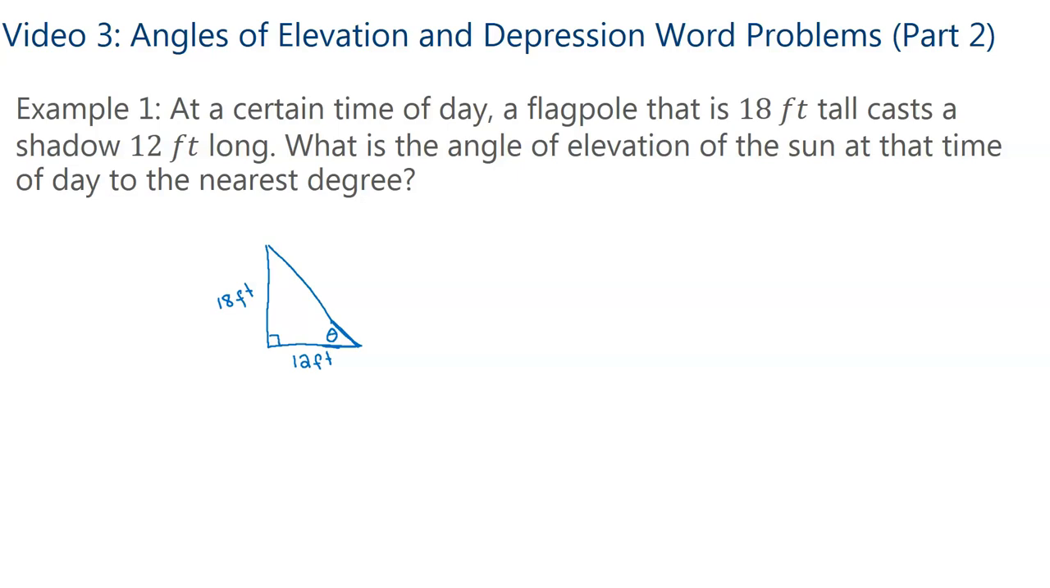So now 18 feet is the opposite and 12 is the adjacent. So I'm going to use tan here to find theta. Tan theta equals 18 over 12.